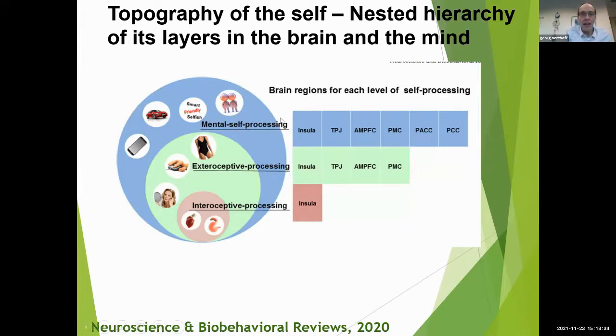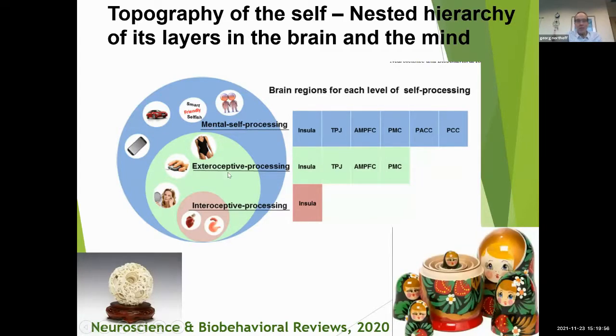And then you go even further, to the purely mental level, just in your cognition, and you have the same regions again. You see the insula, temporoparietal junction, anterior medial prefrontal cortex, premotor cortex, plus additional regions, perigenual anterior cingulate cortex and posterior cingulate cortex. This really amounts to what can be called a nested organization. The regions of the lower level resurface within the next higher level, plus additional regions, and so forth. That is reminiscent of the famous Russian dolls. The smaller one is nested within the next larger one, and so forth.